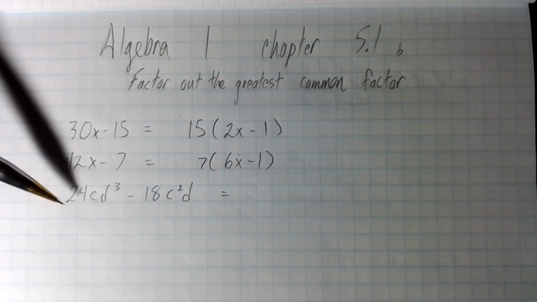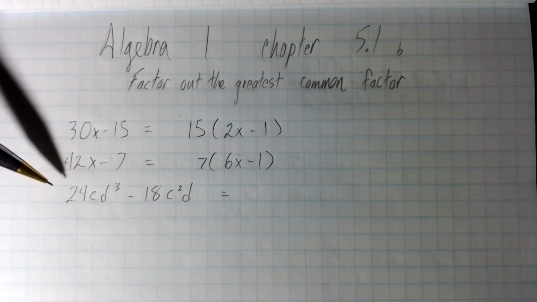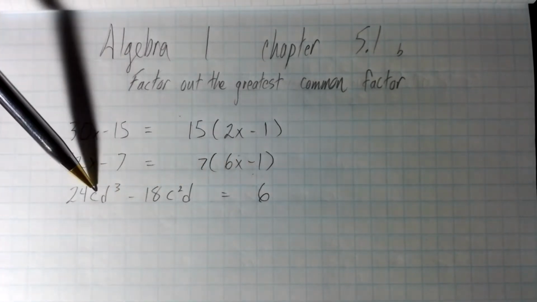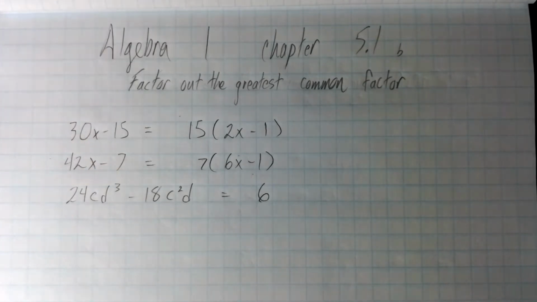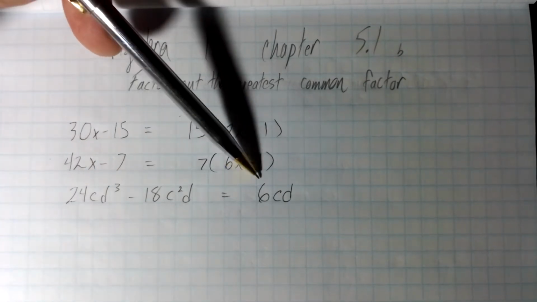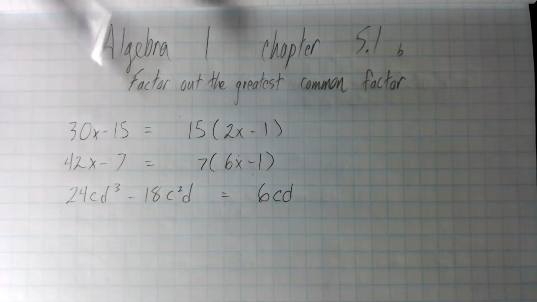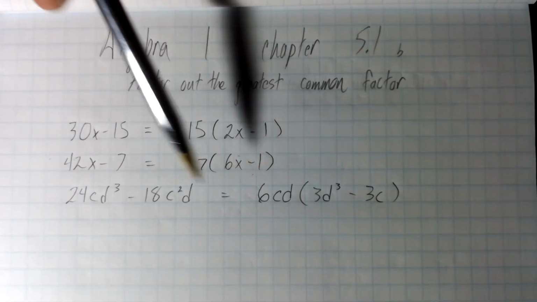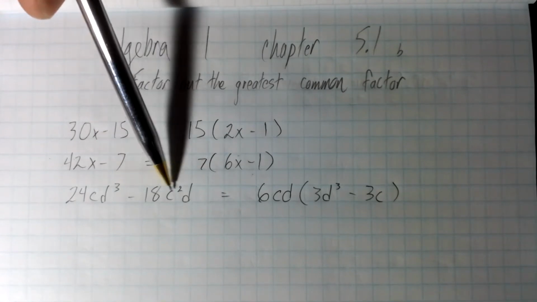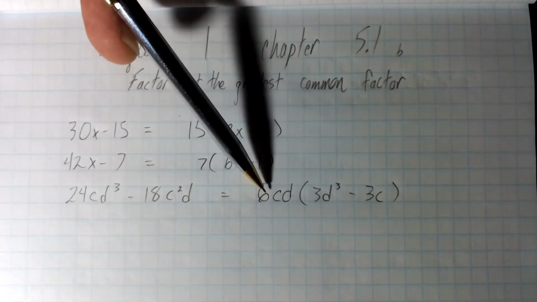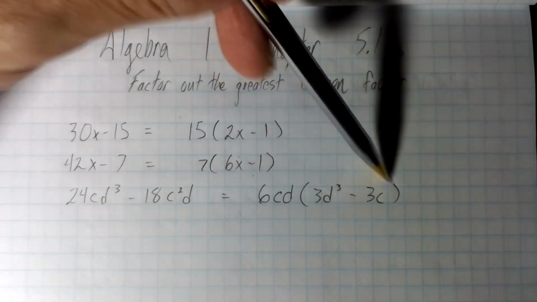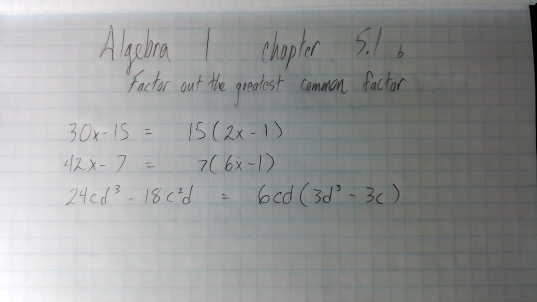Alright, my next problem, as far as with 24 and 18, 6 would be my common factor. Looks like I have one C and one D in each at least. So 6CD would be my greatest common factor. And if I think this through, I can see, okay, well, in order to get my negative 18CD after I look at my common factor, I'm going to need a 3 and I'm going to need a C. So this is my final answer here.